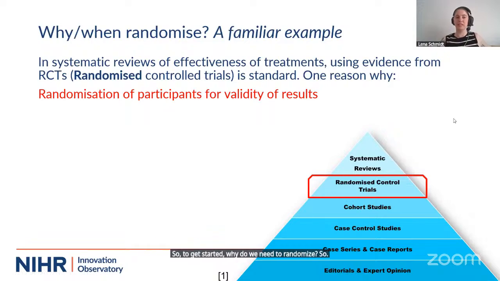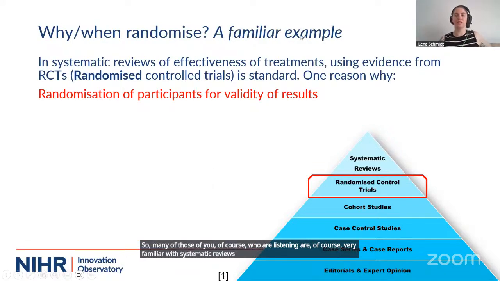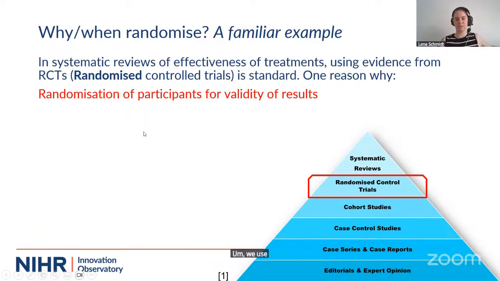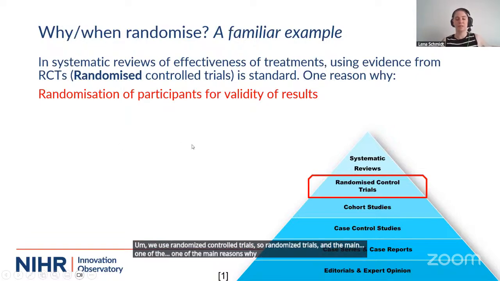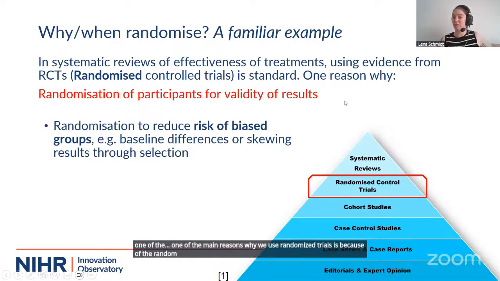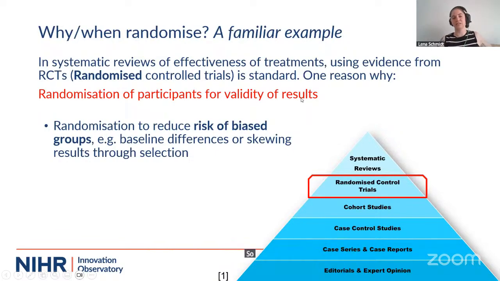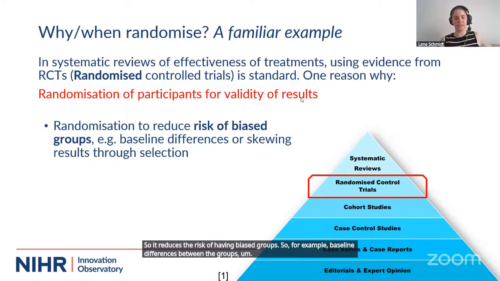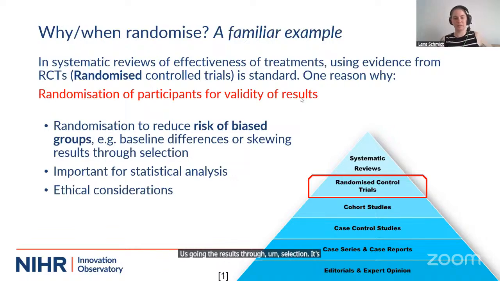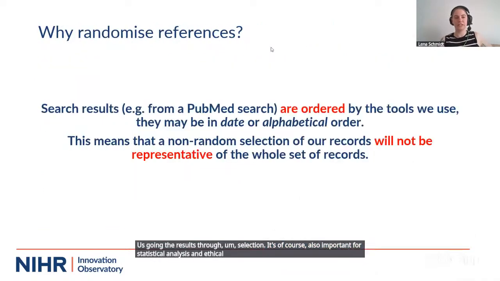So to get started, why do we need to randomize? This is just a familiar example. Many of you who are listening are very familiar with systematic reviews, especially those looking at effectiveness and treatments. We use randomized controlled trials, and one of the main reasons is that randomization is good for the validity of results. It reduces the risk of having biased groups, for example, baseline differences between the groups skewing the results through selection. It's of course also important for statistical analysis and ethical considerations.